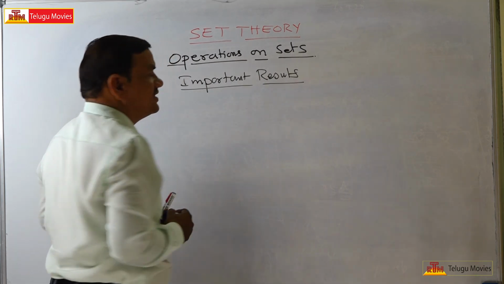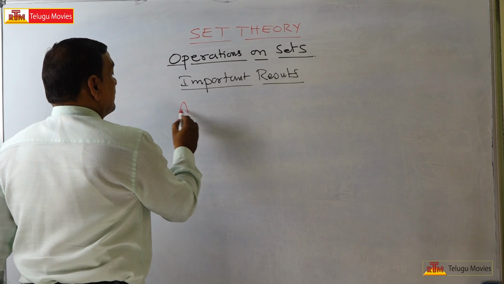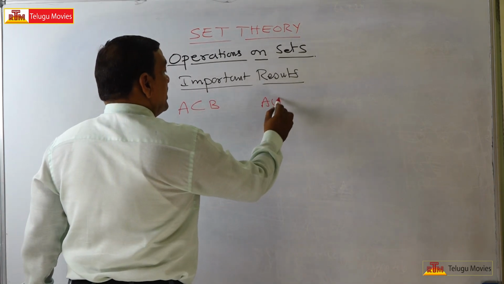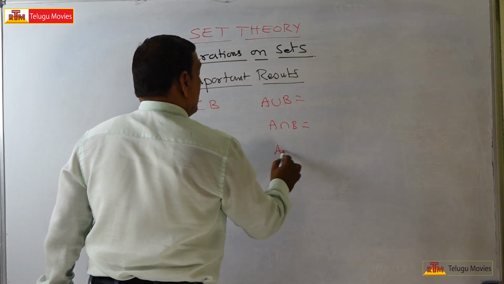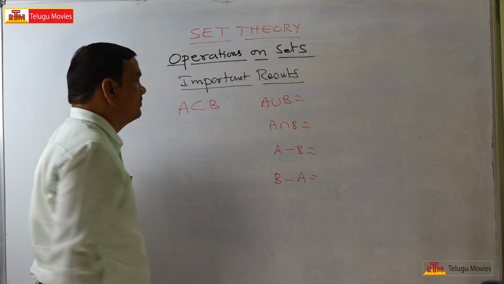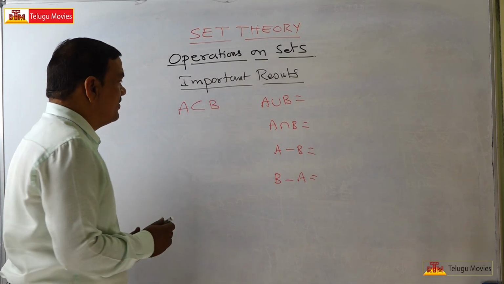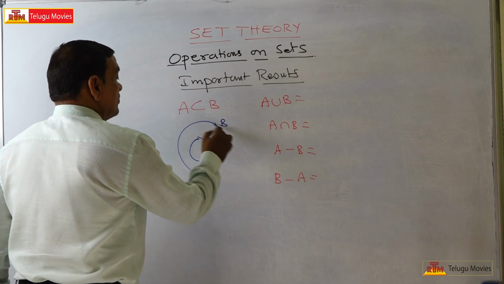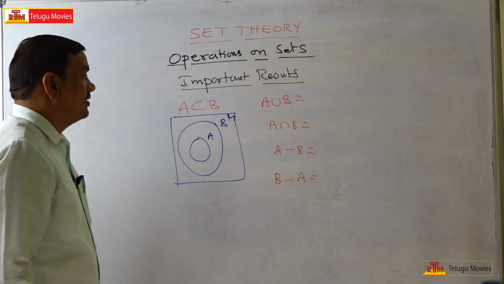What is an important result? When A is a subset of B, what about A union B, A intersection B, A minus B, B minus A? Let us see that. When A is a subset of B, what is the Venn diagram? So, this is A and it is B. This is the Venn diagram of A subset of B.